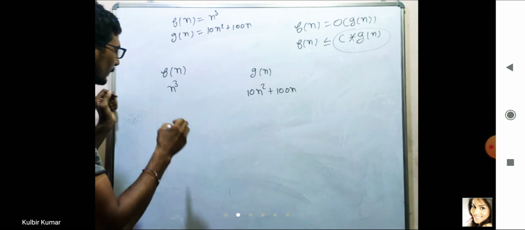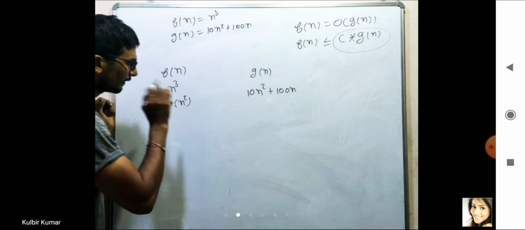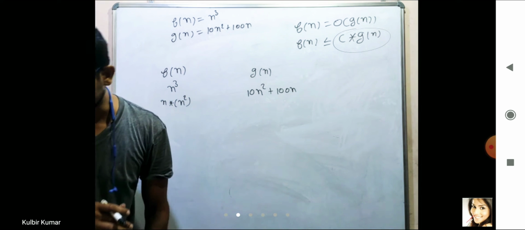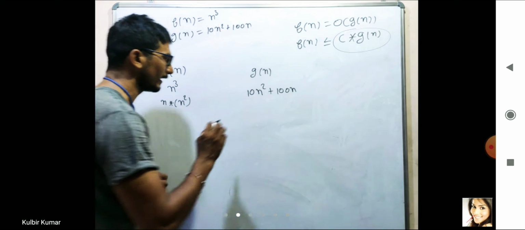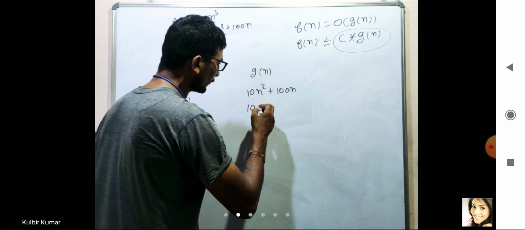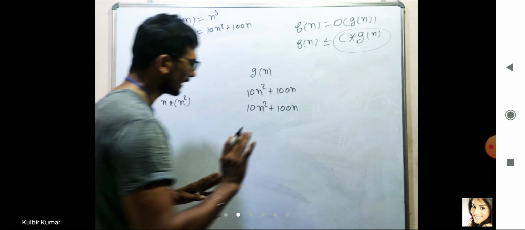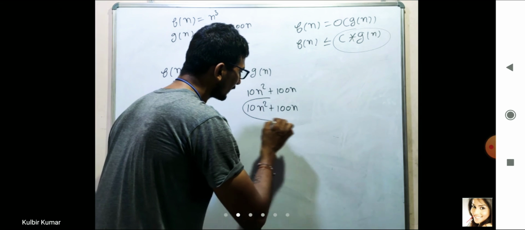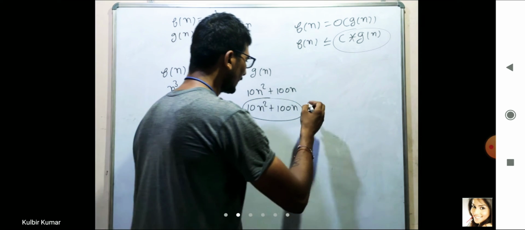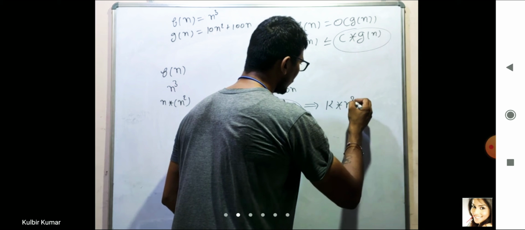Fine. So n cube we can write in any way, n cross n square. Fine. We can write like this one, n cross n square. And what may I write? I write here, it is nothing but 10 into n square plus 100n. Fine, that's it. So we can say this thing is nothing but some constant k multiplied by n square. Why?